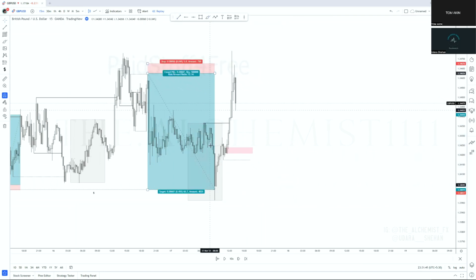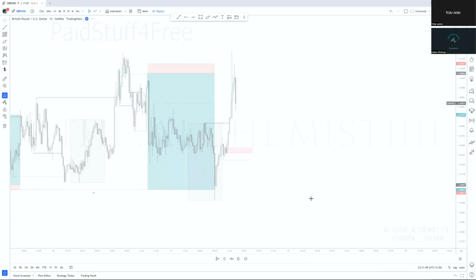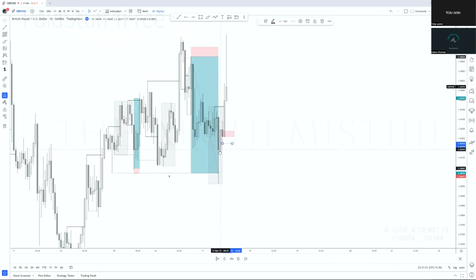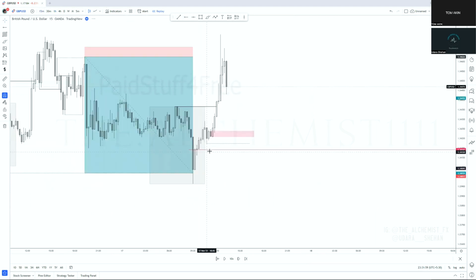So what did we have? Now there's the 4-hour rejection block, so we can cut that off. So on the 1 hour, right below this liquidity, we had another rejection block. Can you see that? Now a high probability zone. Why? Because we had liquidity above it. Did these zones have any liquidity above it? No, nothing. Not high quality.